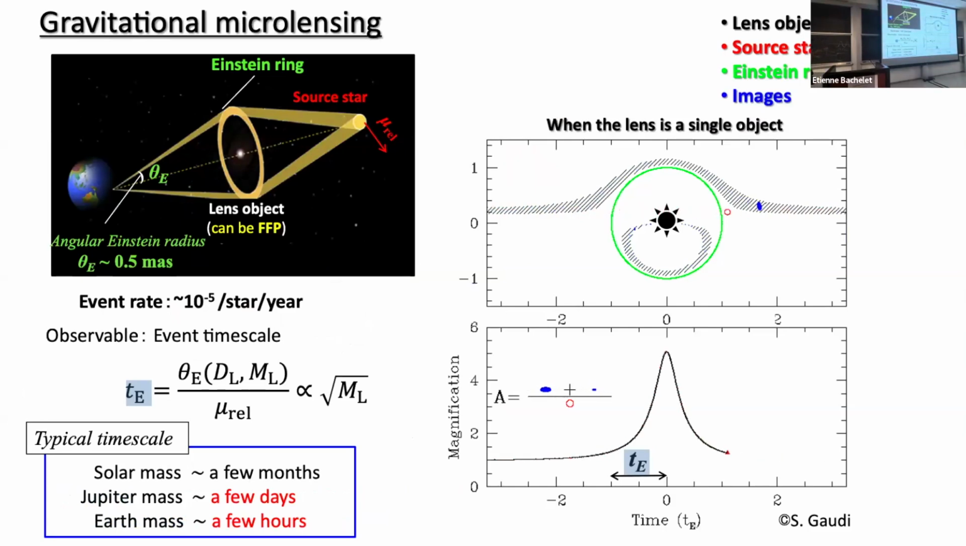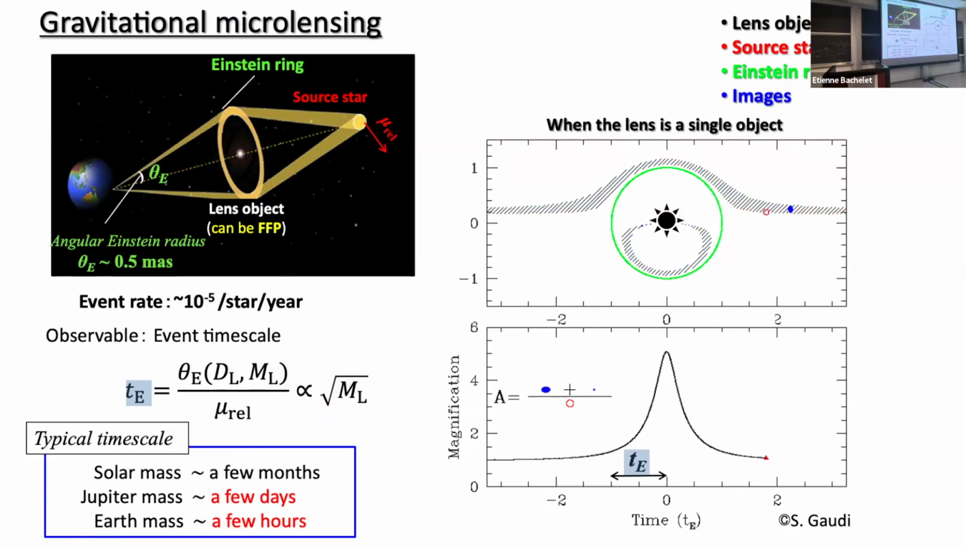I think I can skip this slide also, but basically what I want to remind you is that in most microlensing events, the only observable we can measure is the event time scale, tE, which is a function of 3 parameters. Unfortunately, we cannot measure the lens mass in most cases. But because tE is proportional to the square root of mass, we can detect the FFP candidates by measuring short time scale events, like less than 1 day.